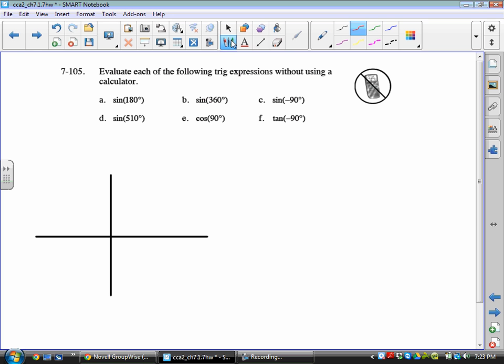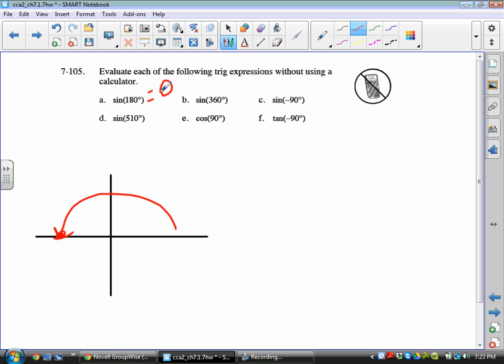So sine of 180, I know that's going to be right over here. In my unit circle, I'm over there. I've ridden the ride halfway around. Sine is my vertical distance, my height. How far off the ground am I from there? Nothing. 0. So my sine of 180 is going to be 0.